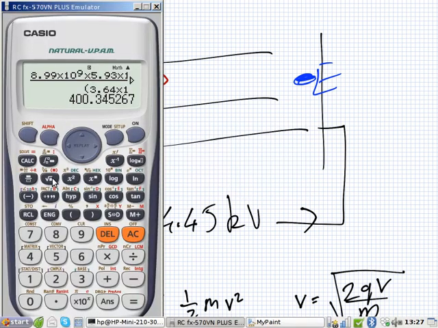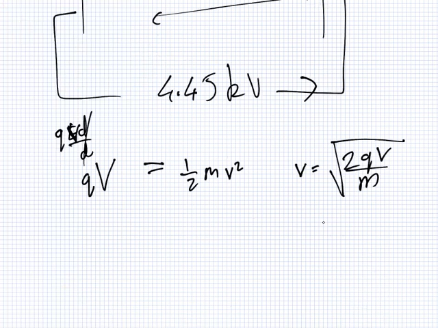Right, so that's the square root of 2 times the electron charge, and we just said 4.45 kilo is the voltage. And what's the mass of the electron? Constant number 3, isn't it? Yes. So we get this pretty big number. Let's put this in kilometers per second. Oh, it's still big. Wow. Okay, 39.6 times 10 to the 6 meters per second.